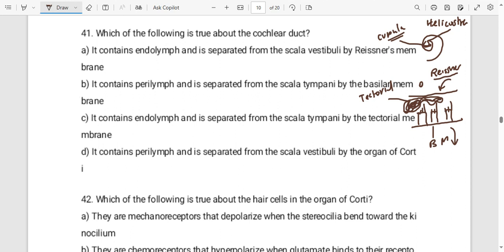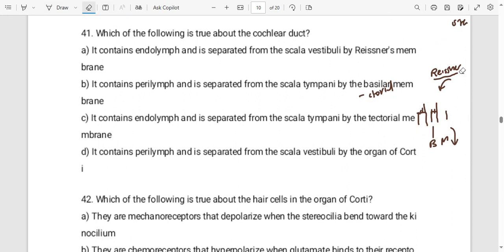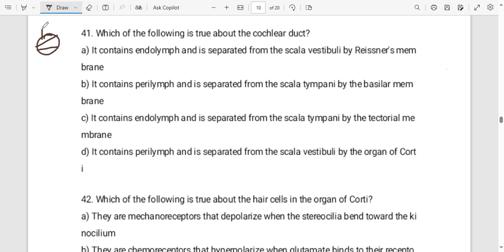Which of the following is true about the cochlear duct? A: It contains endolymph and is separated from the scala vestibuli by Reissner's membrane. Please pardon me on this one. Of the three spaces that I mentioned, the vestibuli is on top, the tympani is down. So the membrane that separates the media from the vestibuli is Reissner's membrane. B: It contains perilymph and is separated from the scala tympani by the basilar membrane. C: It contains endolymph and is separated from the scala tympani by the tectorial membrane. D: It contains perilymph and is separated from the scala vestibuli by the organ of Corti.